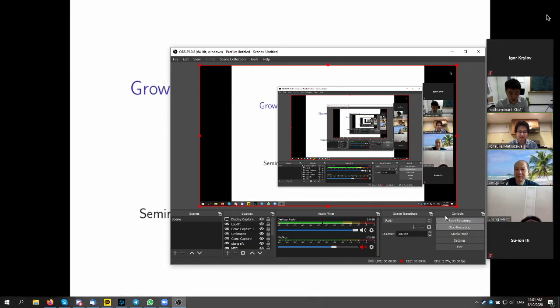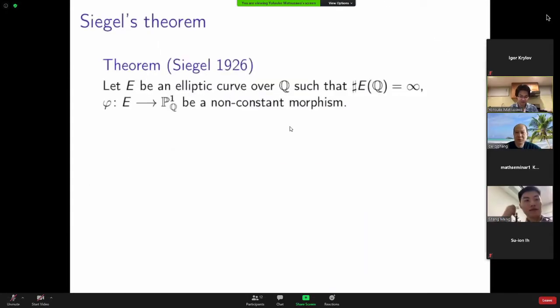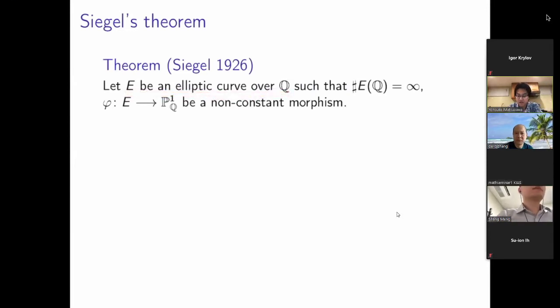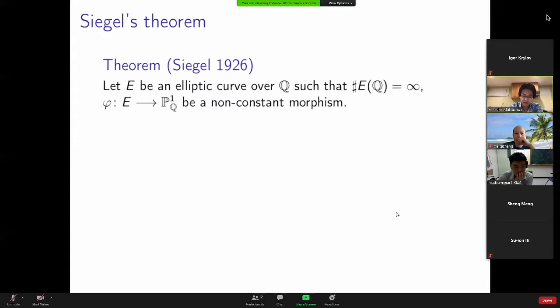Because the subject is more arithmetic than geometry, let me start with a very classical motivating theorem by Siegel. It's a classical theorem on elliptic curves. Let's consider an elliptic curve over the rational numbers Q, such that the set of rational points of this elliptic curve is infinite, and consider a non-constant morphism φ to the projective line.